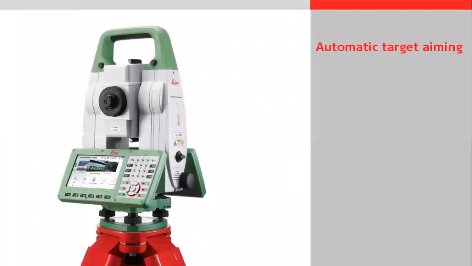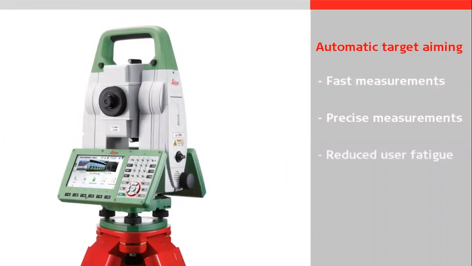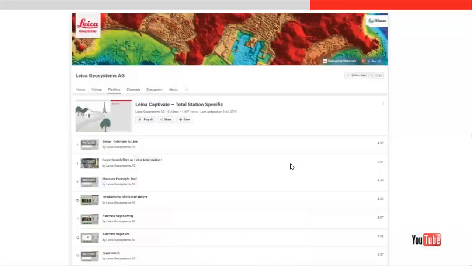Automatic target aiming provides fast and precise aiming and measuring, and reduces user fatigue when making repetitive measurements, such as during monitoring or topographic surveying. It works with any standard reflective prism, meaning there is no need to use a specially designed target, which requires batteries and adds weight to the pole. To learn more about how it works, please watch the automatic target aiming video.